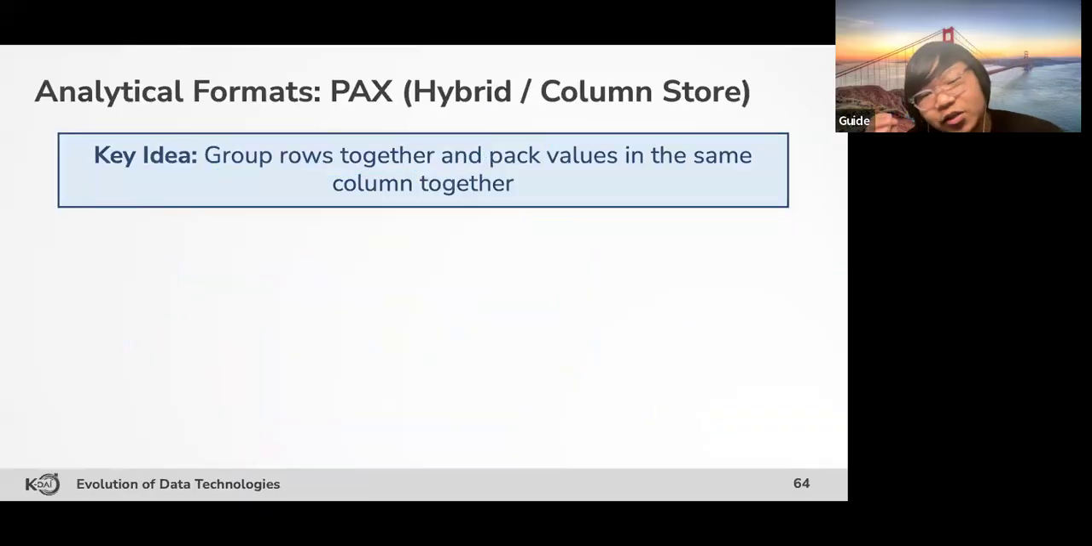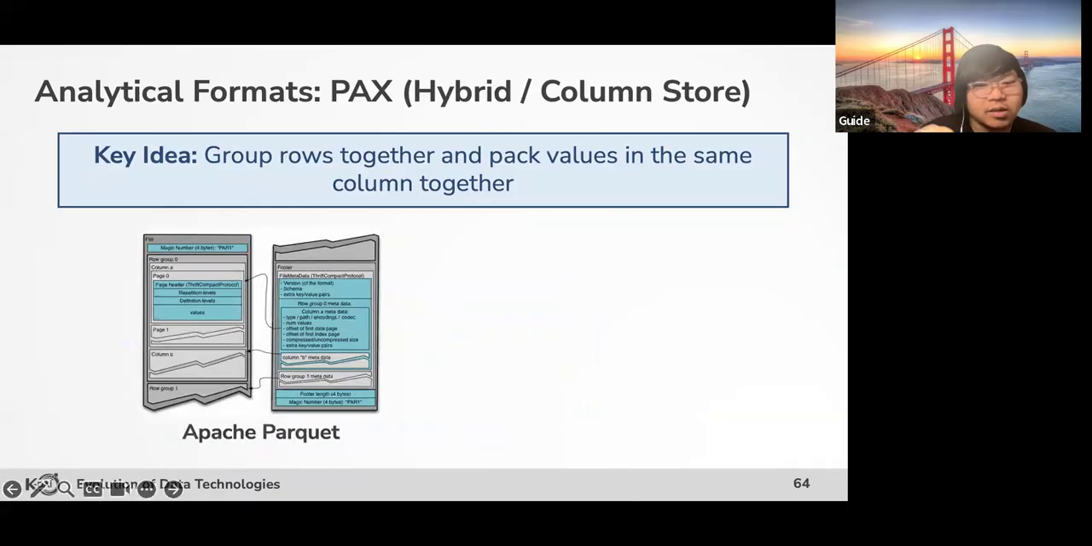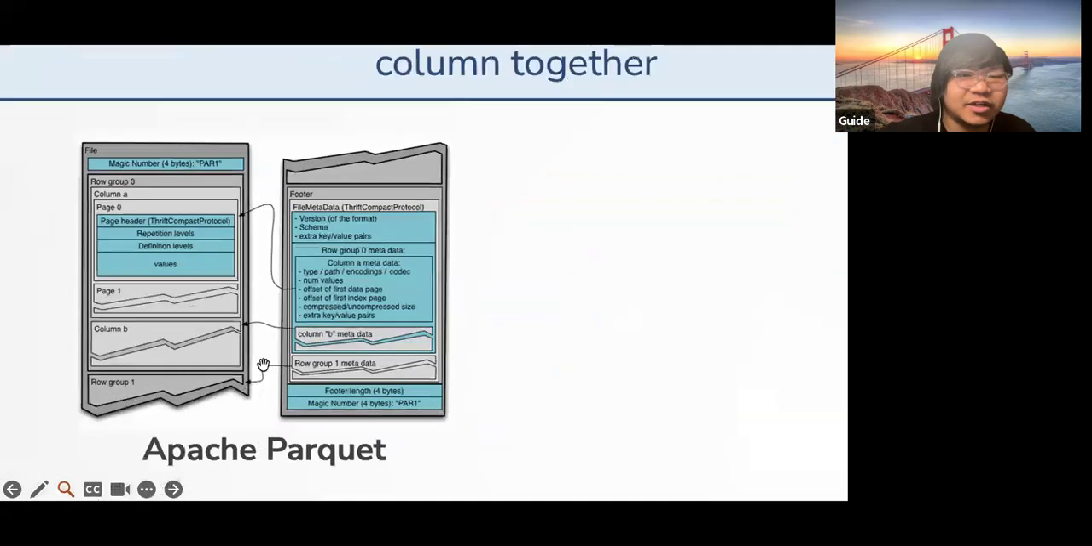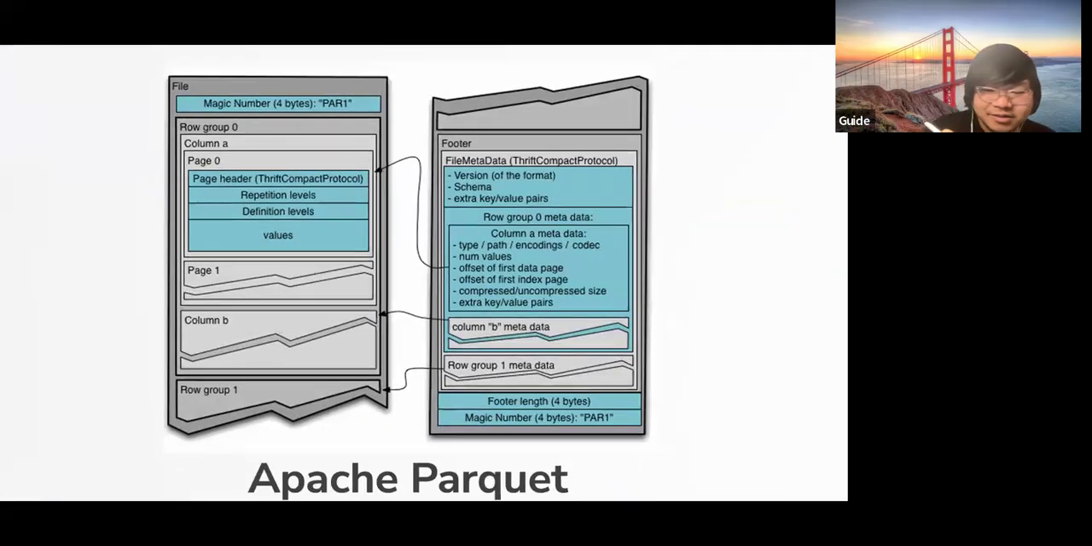An existing PAX format that you should know, because it is very hot right now, is Apache Parquet. Let me zoom in so that you can see the structure of it. You see the term that I use, row group. This is a row group, and in the row group, you see column A stored right here, column B stored right here. There is also some metadata here.